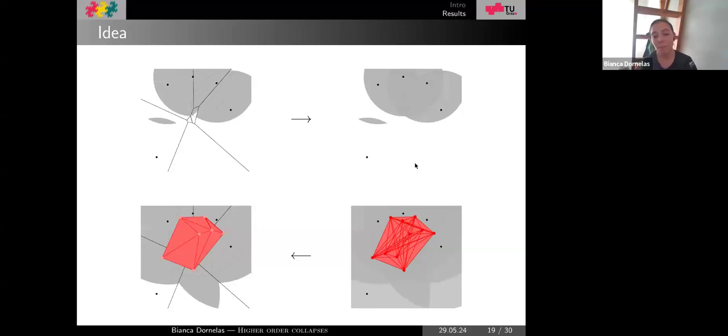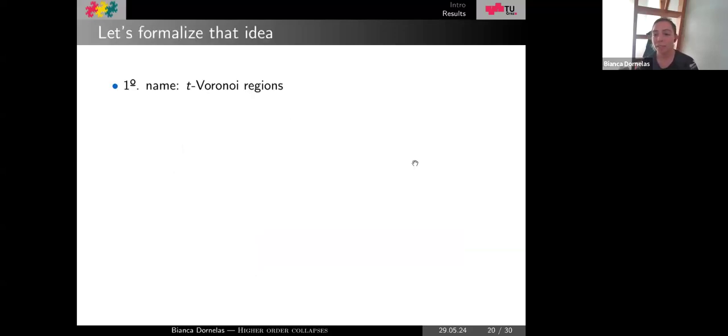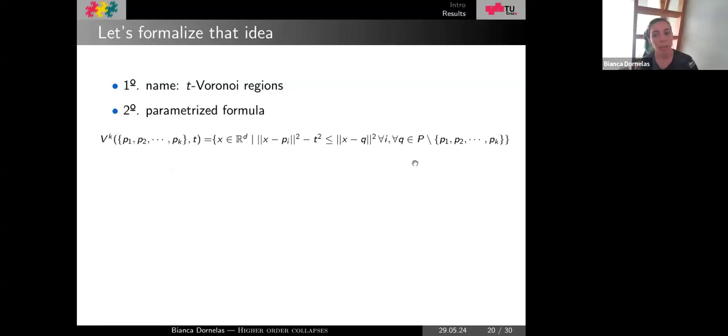So the first step was to give a name to things, right? What we did is we called these growing Voronoi regions the t-Voronoi regions. And t is just the parameter that we give for them to grow. So I will show, for curiosity, the parameterized formula, but please don't be scared. We're not going to need this formula.